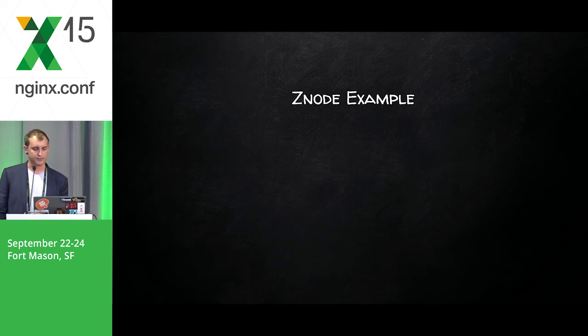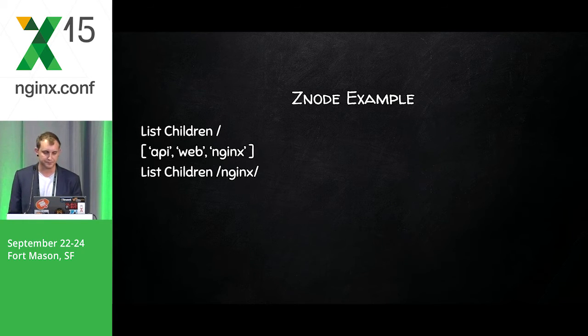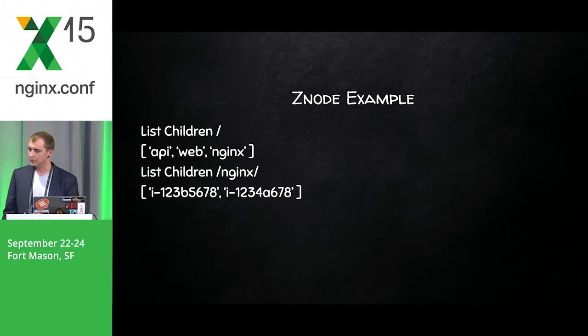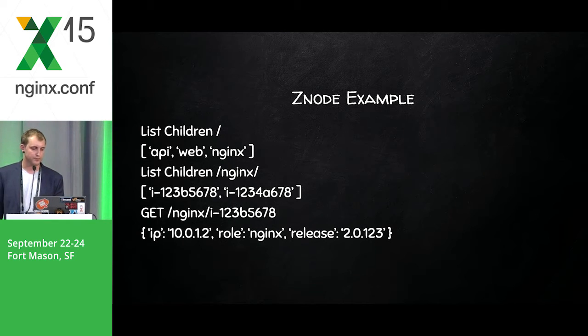So let's take a look at a Z node example. Let's go ahead and get the root. We have a few things. We have a few Z nodes here: API, web, NGINX. So let's take a look at what NGINX is holding for us. Here in my example, I listed out a unique identifier. So these are all of my NGINX nodes that are currently running connected to the system. Let's go ahead and ask for the data within one of those nodes. And here we'll see things like IP, release version, things to that effect.